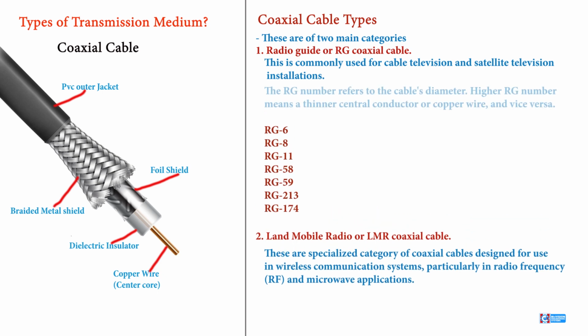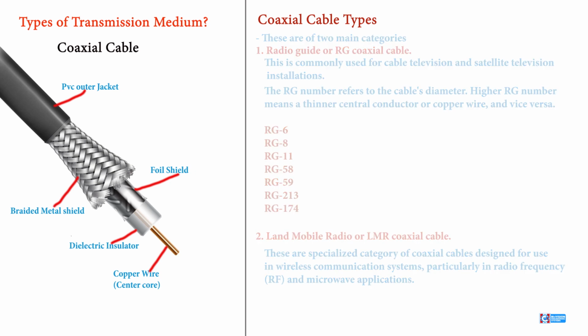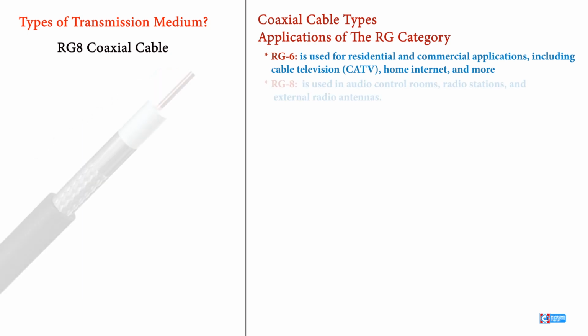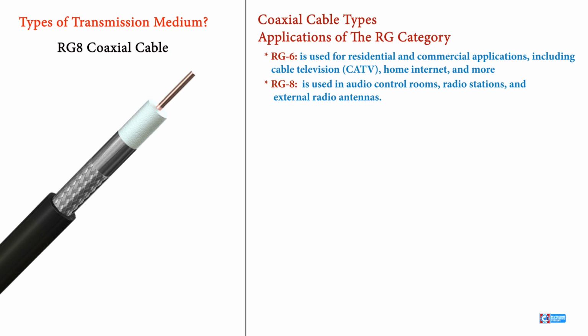The RG number refers to the cable's diameter. However, they vary in measurements. Generally, a higher RG number means a thinner central conductor or copper wire, and vice versa. Let's look at some common applications of the RG cable types. The RG6 is used in a wide variety of residential and commercial applications, including cable television, home internet, and more. The RG8 is used in audio control rooms, radio stations, and external radio antennas.